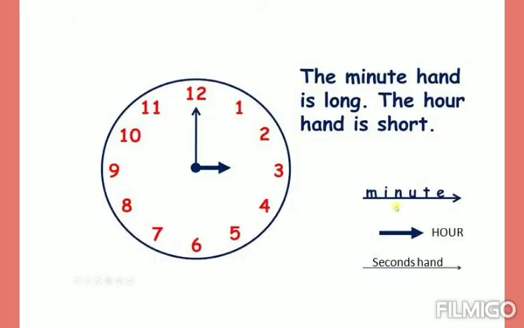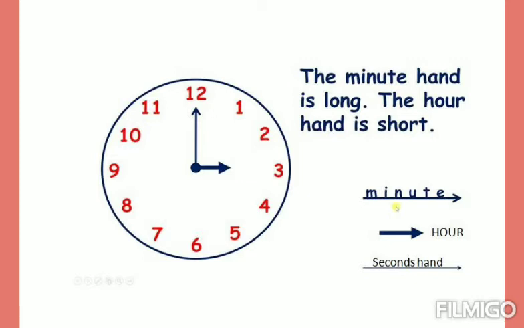Okay, children, look at this picture. Here is a model of a clock. It may be in any shape or design. You have seen different types of clocks at your home and wherever you are going, different designs, different shapes, like that you have seen everywhere. And here is the model of a clock.